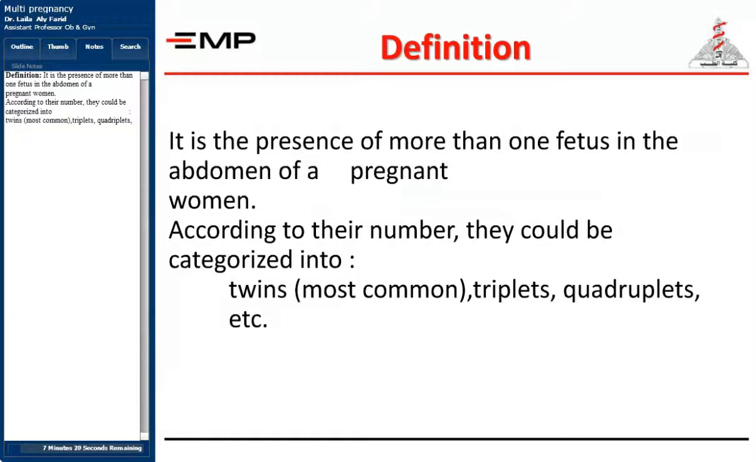Definition: it is the presence of more than one fetus in the abdomen of a pregnant woman. According to their number, they could be categorized into twins, which are most common, triplets, and quadruplets.